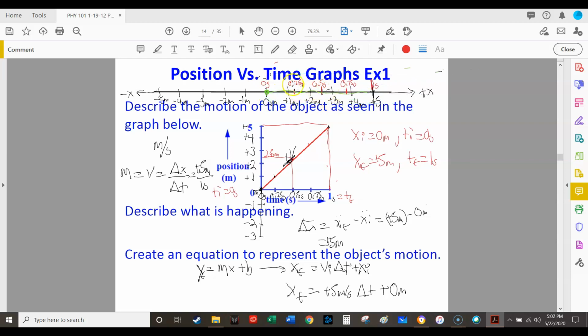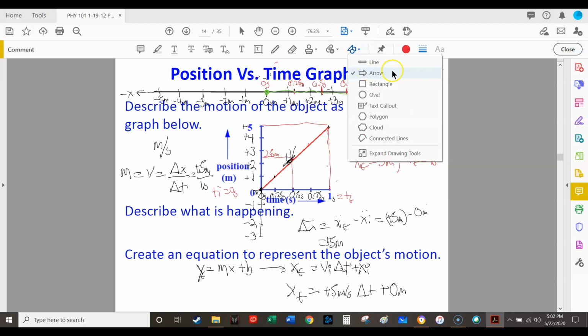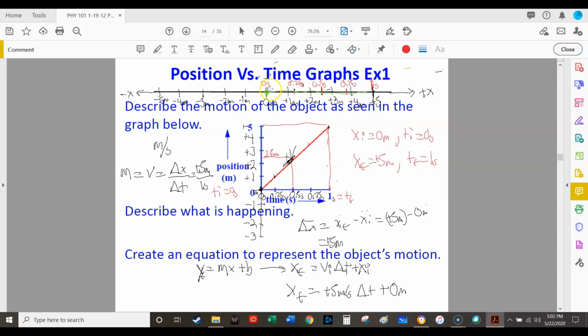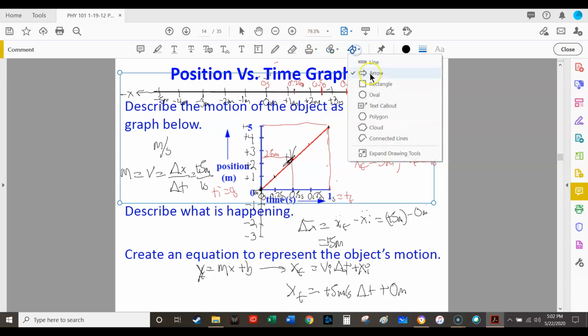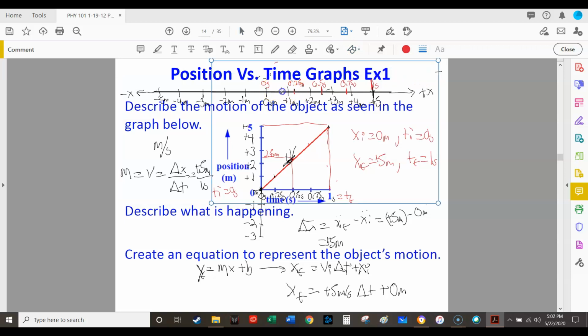Oops. I'm going to draw a vector. Oh, come on. Come on, computer. I guess you can't lay it. I'll have to draw it. I'll have to do it the hard way. Well, I'm going to draw it.